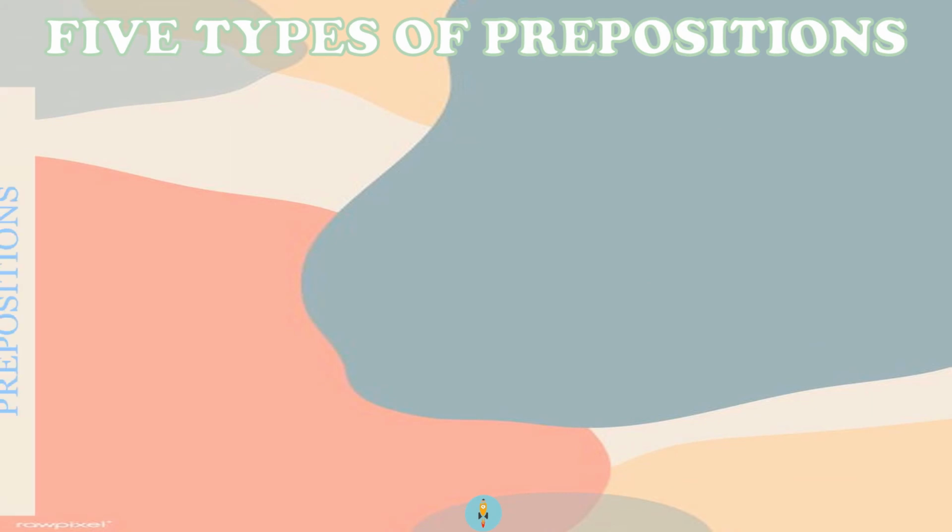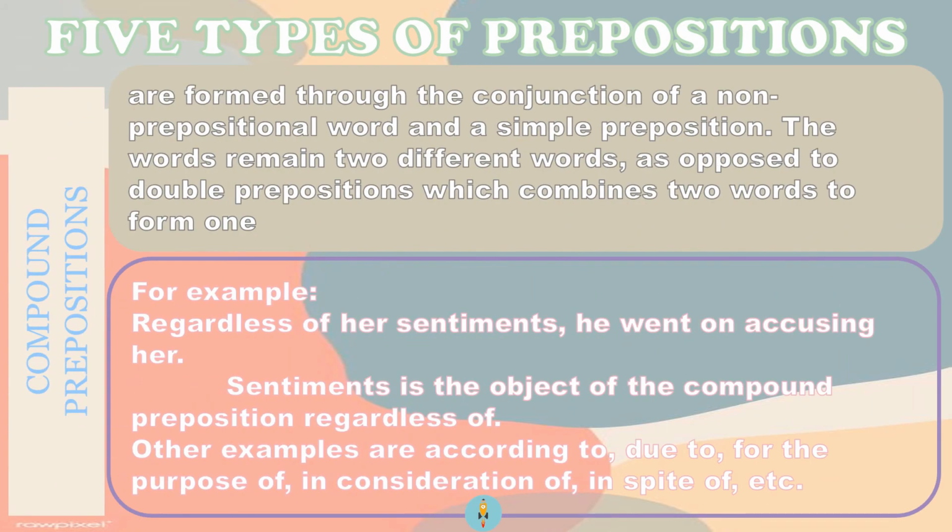Next, we have compound prepositions, which are formed through the conjunction of a non-prepositional word and a simple preposition. The words remain two different words, as opposed to double prepositions, which combine two words to form one.